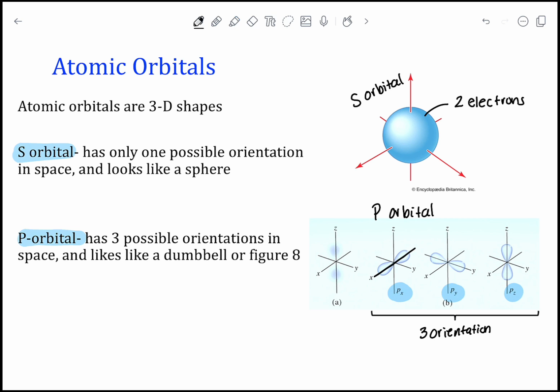For electrons, each p orbital holds 2 electrons. So maybe now you're seeing the pattern that with each orbital orientation, it holds 2 electrons. So overall, all three orientations of the p orbital can hold a maximum of 6 electrons.